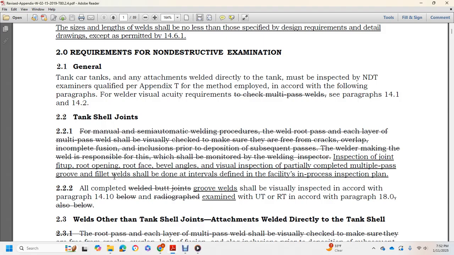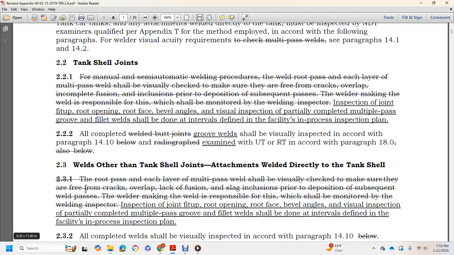Inspection of the joint fit-up, root opening, root face, and bevel angles, and visual inspection of partially completed multi-pass groove and fillet welds, should be done at intervals defined in the facility's in-process inspection plan. All completed welded butt joints and groove welds should be visually inspected in accordance with paragraph 14.10 below. Radiographic, ultrasonic, and radiographic examination in accordance with paragraph 18.0, also below.